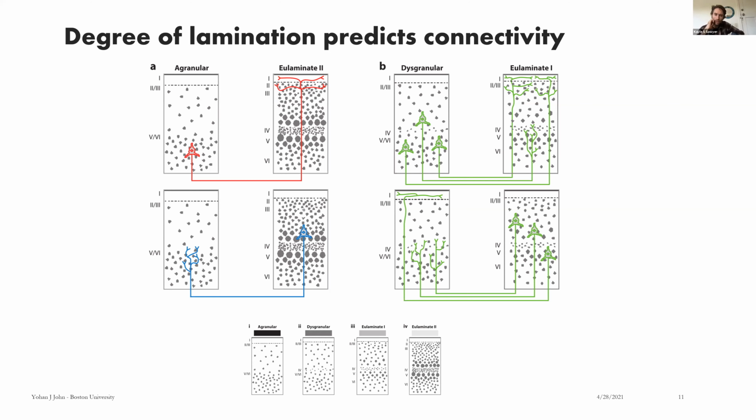I have a question about the agranular versus eulaminate. Is there an evolutionary phylogeny you can put into context for that? I'm coming to that because that's the more controversial part, but I'm going to end on that.